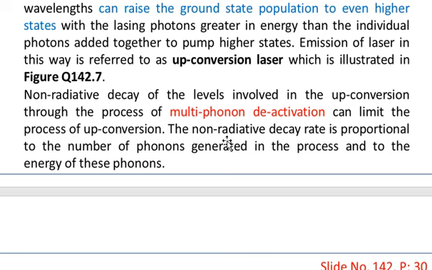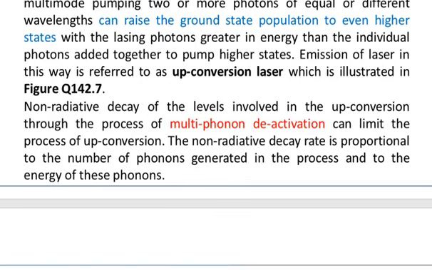To avoid this non-radiative decay, which is dependent upon the number of phonons, we can use those materials as the dopant materials which produce fewer phonons and with weaker phonon energy. Under that condition, we can minimize this non-radiative decay. So the non-radiative decay is proportional to the number of phonons generated in the process and to the energy of these phonons.